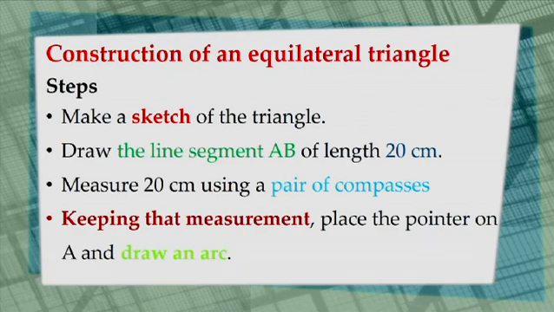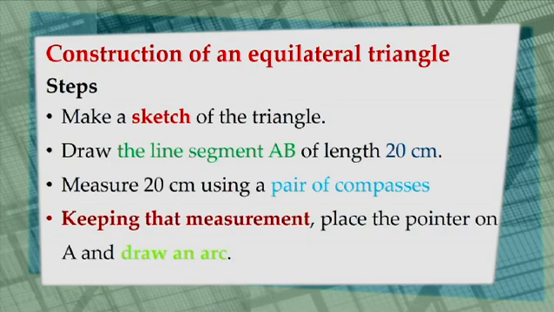Okay, now let's see the steps for the construction of an equilateral triangle. Remember, step 1, you always make a sketch of the triangle. Step 2, you will draw the line segment of length. Now, in our example, we had AB of length 20 centimeters. So, if in your exercise you've got PQ of length 10 centimeters, you will draw the line segment of the given length. And then measure 20 centimeters using your pair of compasses. It could be 10 centimeters, 16 centimeters, it depends.